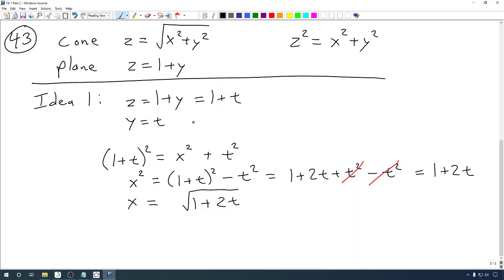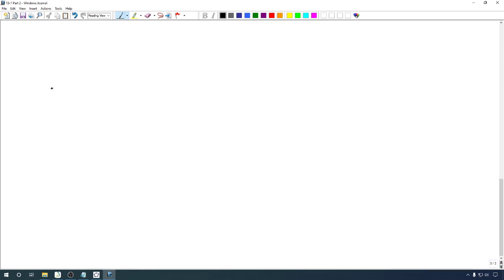But notice the technique that we used here is just calling one of our variables the parameter and just rolling with it and seeing what the other variables get. That's always a valid way of doing it, but it doesn't always give us the best equations. And sometimes you can run into some issues, like we just saw here. Another way of doing it, so idea 2.